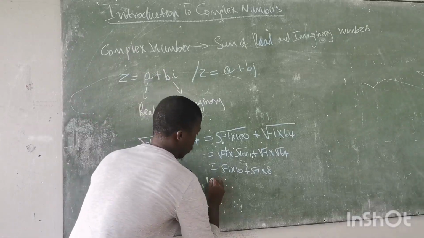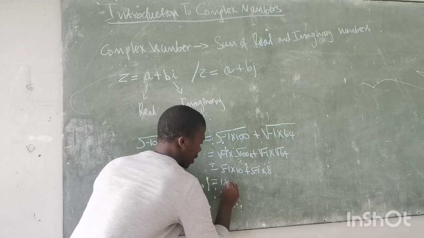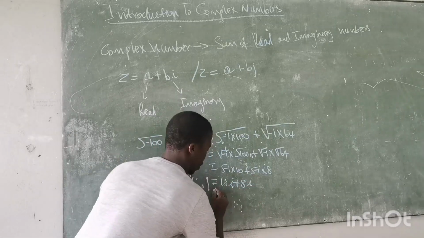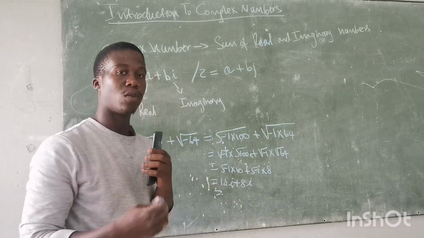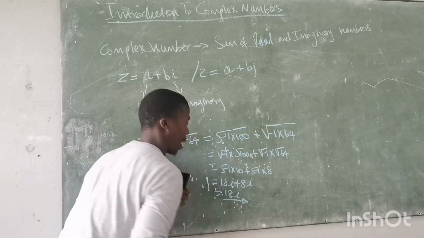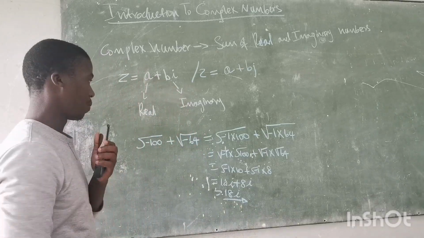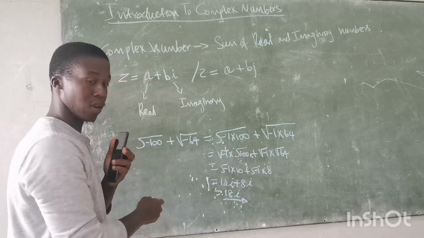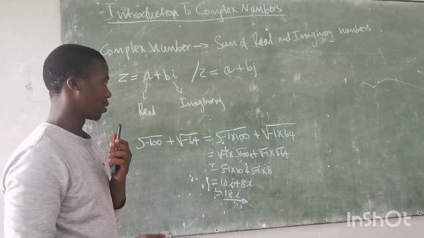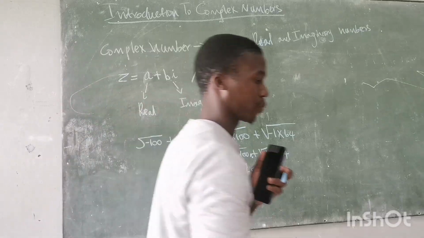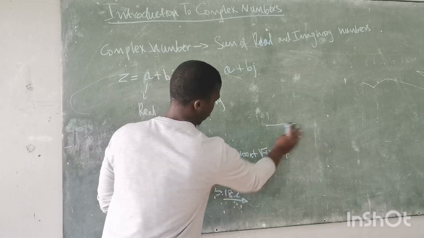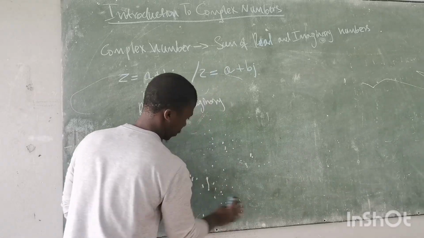Then here we have 10i plus 8i. So 10 plus 8 gives us 18. So here we have 18i, right? This is how you add imaginary numbers. I hope everything is clear.